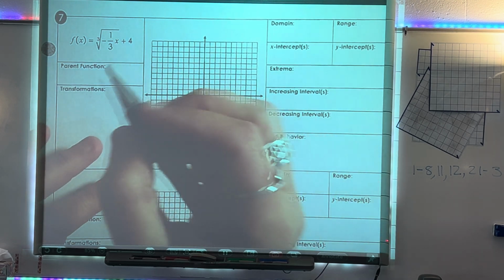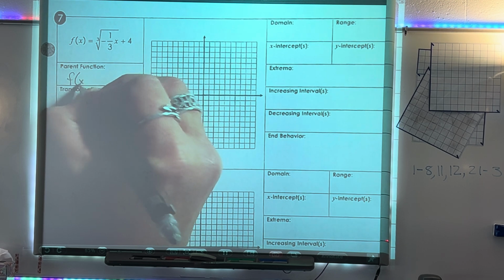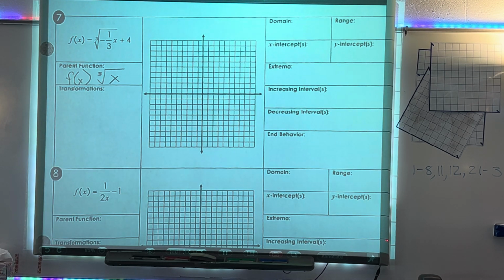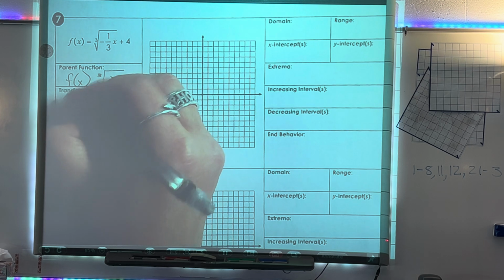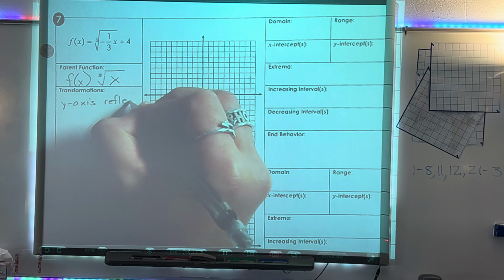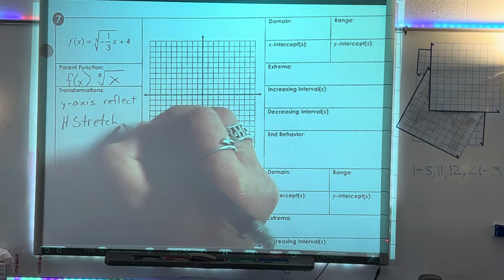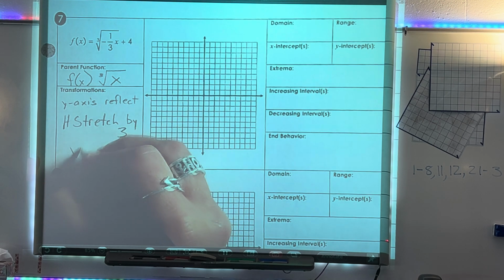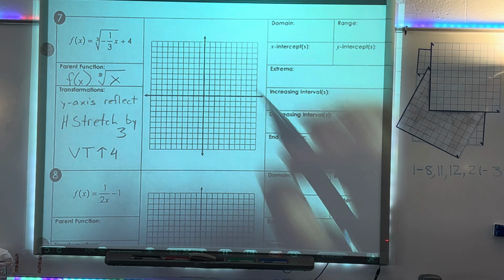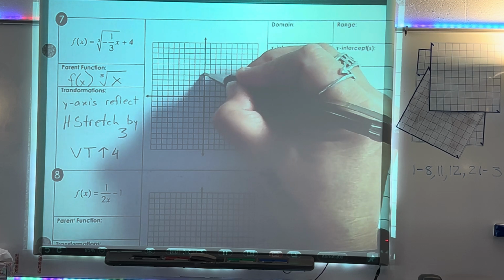Okay, here we go. So the parent function here is cube root of x. So another sideways squiggle. Y-axis reflection. Horizontal stretch by 3. Vertical translation of 4. So the vertical translation up 4 is what's going to move me from 0,0 up to 4, so I know that's my inflection point.